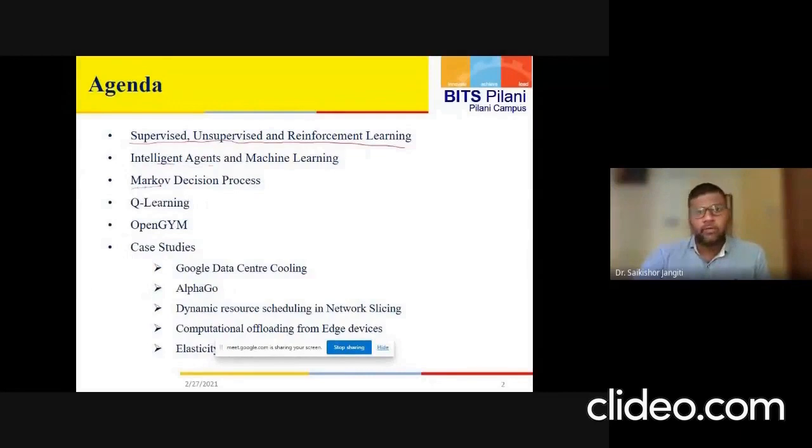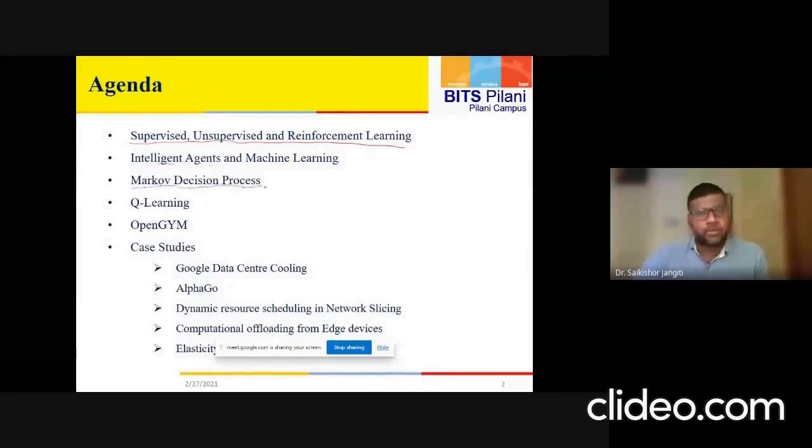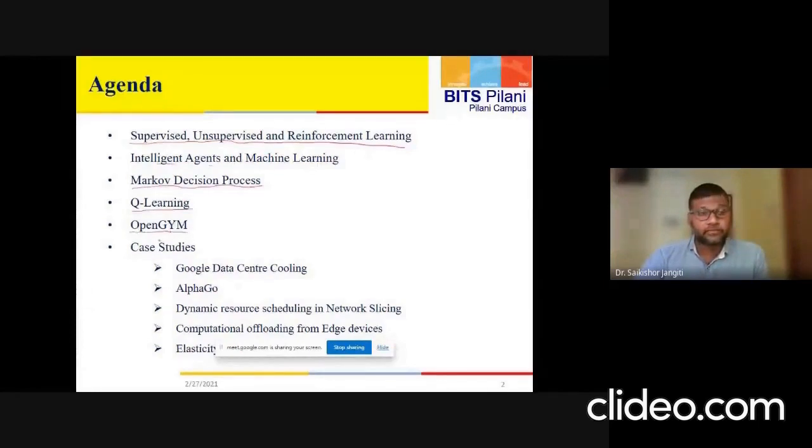The Markov decision process is an important model, without which we cannot implement reinforcement learning. And Q-learning is a famous type of reinforcement learning, which we'll see today. To implement reinforcement learning or Q-learning, OpenGym is a Python package available for free. So students can download OpenGym and utilize it for simulating reinforcement learning models. And we'll also discuss some applications of reinforcement learning as following.